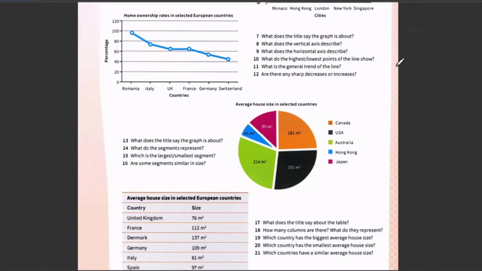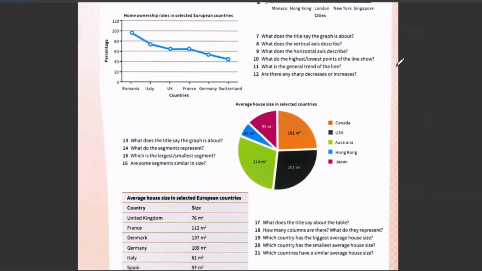Are some segments similar in size? No, there are no segments that are similar in size, but we can see that Hong Kong and Japan have a similar house size, though there is a lot of difference between each country. Other than Hong Kong and Japan, we can see Australia and USA. See, it's 214 and USA is 201. So the difference is 13 meters square. And for Hong Kong and Japan, the difference is way bigger, right?